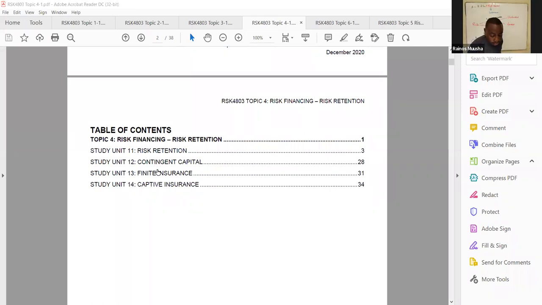Then we're also going to look at finite insurance, and the different ways that you can access it. Finite insurance is more like a hybrid between risk retention and risk transfer. Finite insurance contracts are different from the commercial insurance route. With commercial insurance, you do your application, the insurance company does the assessment, and then they say, we are putting you in this category, this is how much coverage you get, and this is how much insurance premium you have to pay.